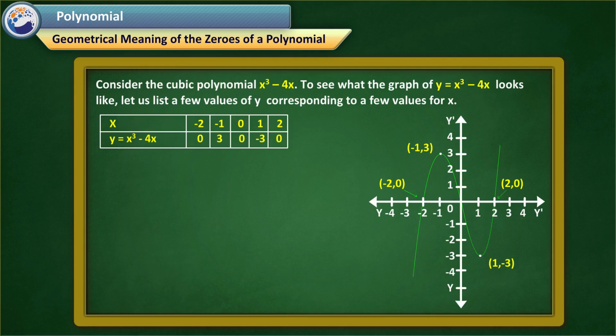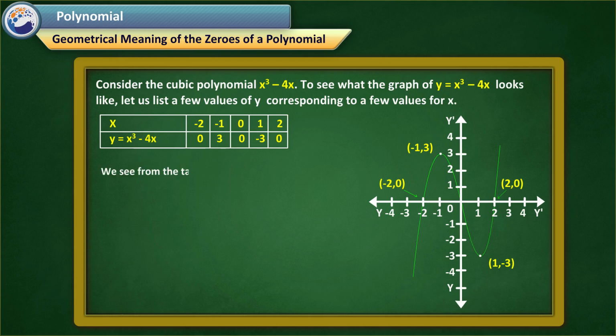Consider the cubic polynomial x cubed minus 4x. To see what the graph of y is equal to x cubed minus 4x looks like, let us list a few values of y corresponding to a few values for x.